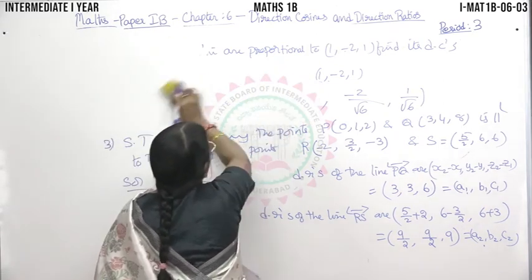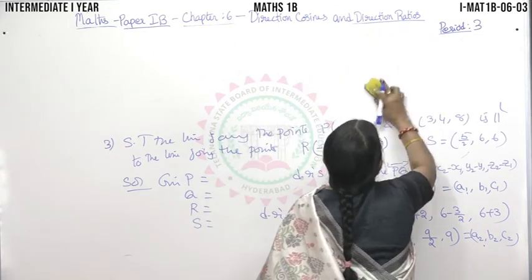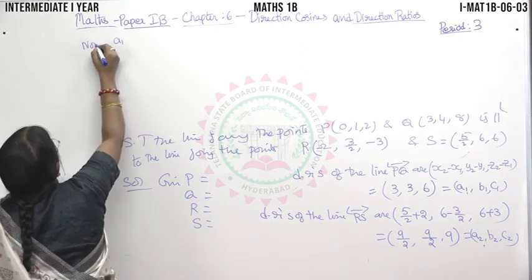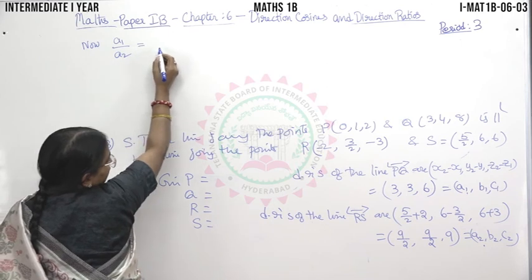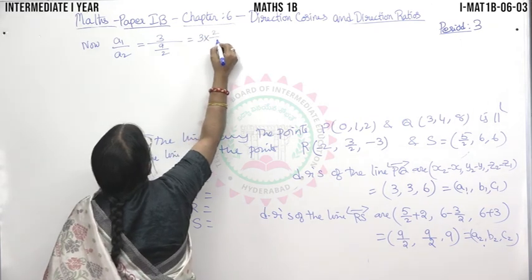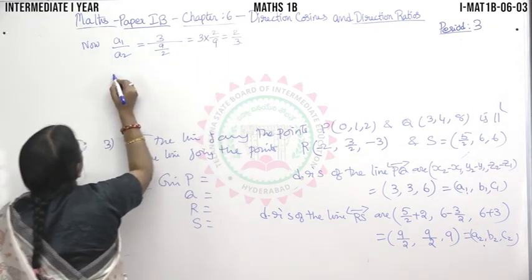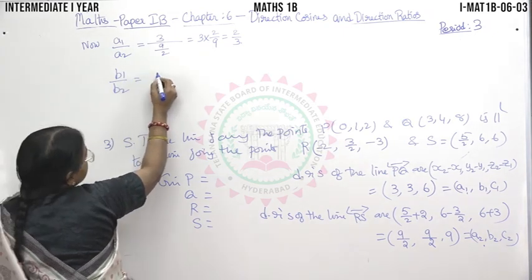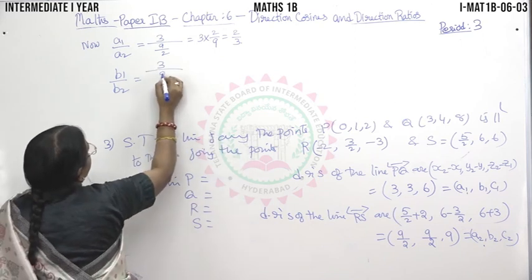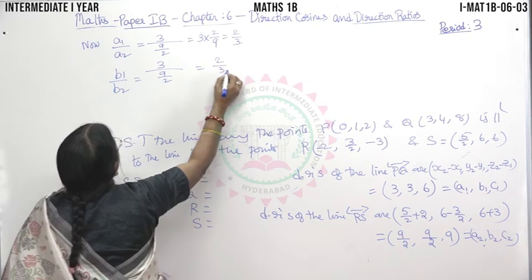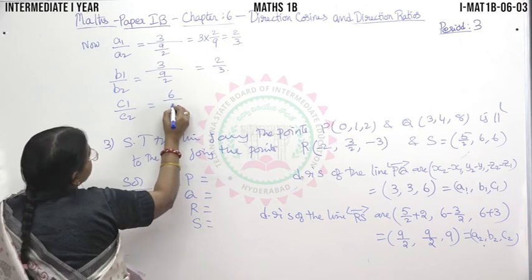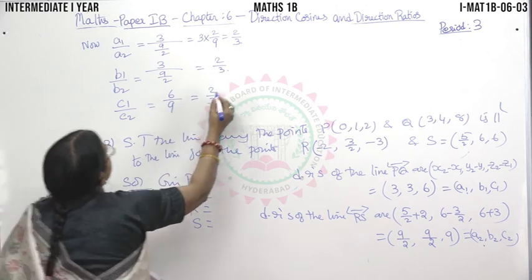When are the two lines parallel? When A1 by A2 is equal to B1 by B2 is equal to C1 by C2. Now we'll find out. A1 by A2 is 3 by 9/2, that means 3 into 2 by 9, so that is 2/3. B1 by B2 is 3 by 9/2, the same, 2/3 only. And then C1 by C2: C1 is 6, C2 is 9, so 3 twos are 6, 3 threes are 9.